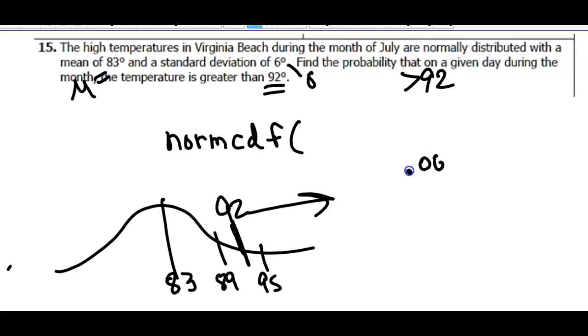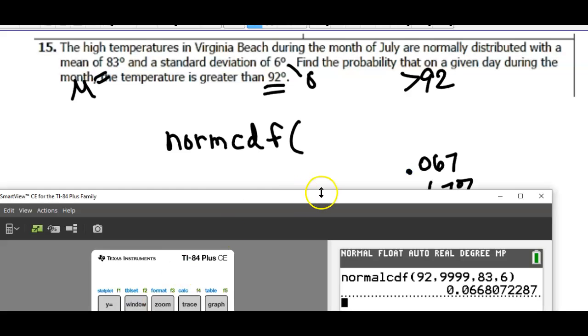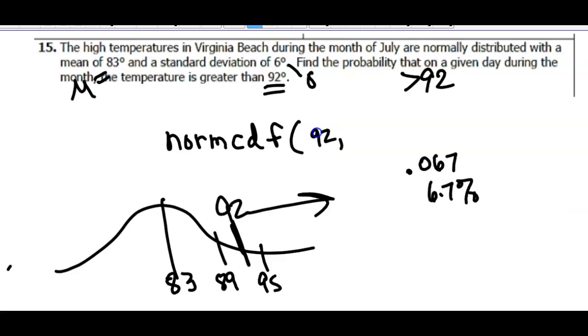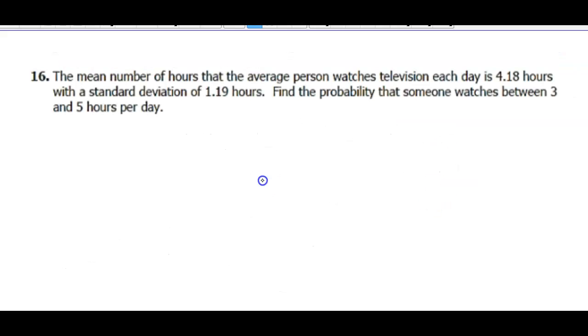I don't remember how it asks on the calculator. On Delta Math, you just have to read carefully what it says to do. So this turned out just to be 92, and then we just put a really high number in here, any kind of max, and it was 83 and 6. All right, a couple more of these and we're done.